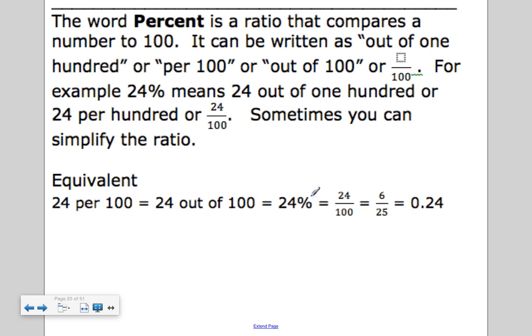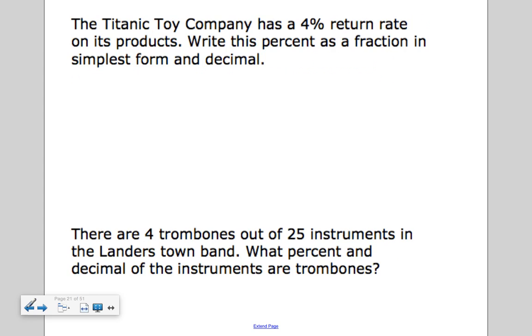For example, you can simplify 24 hundredths using the big 1, as some schools teach it. You divide the numerator and denominator by 4 and you get 6/25. So 24% is equivalent to 24 hundredths, which is equivalent to the decimal 0.24, which simplifies to 6/25.